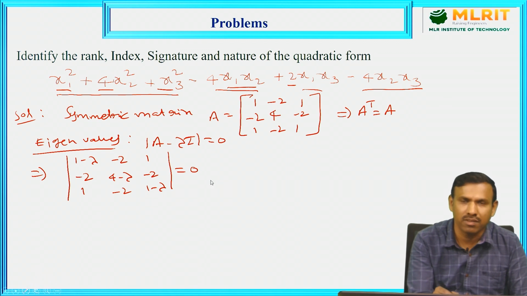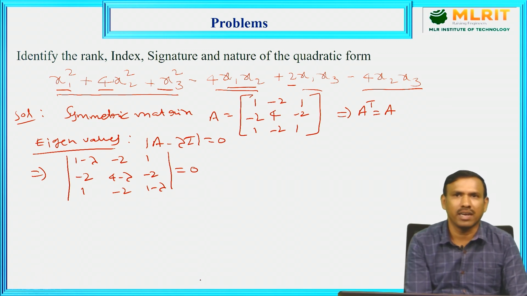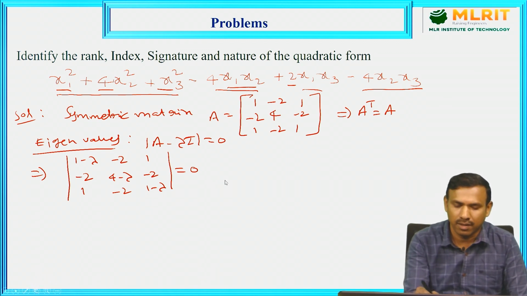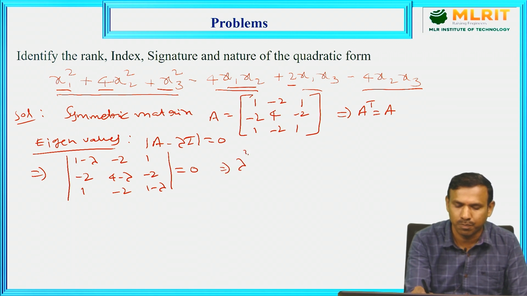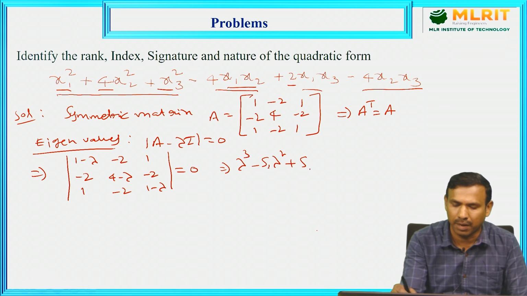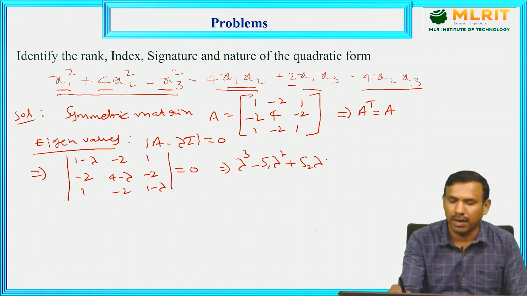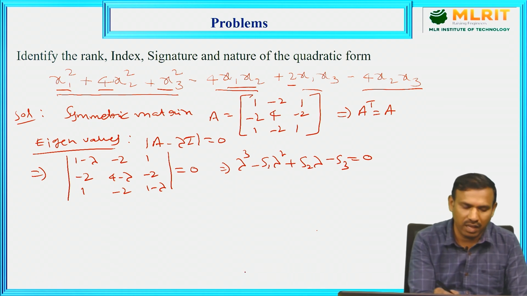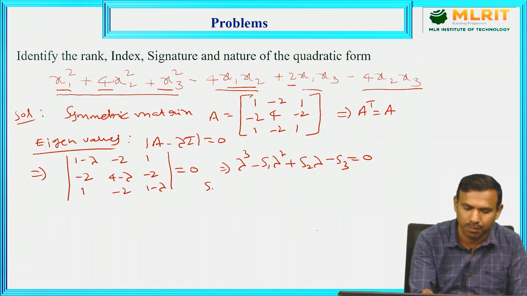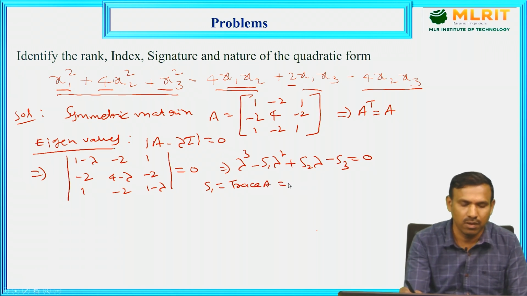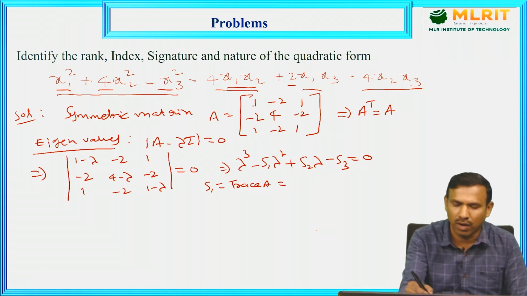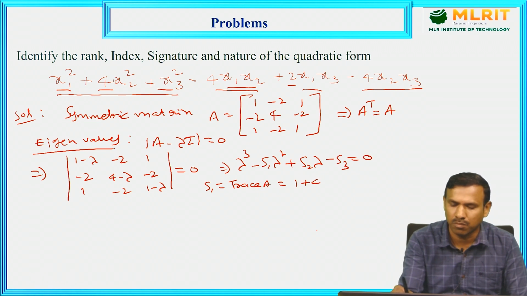Now, generally we can expand along the first row to get the eigenvalues, or I give one shortcut formula: lambda cube minus S1 into lambda square plus S2 into lambda minus S3, which is equal to 0. What are S1, S2, S3? S1 is equal to the trace of the matrix. Trace means the principal diagonal elements 1, 4, 1. Their sum 1 plus 4 plus 1 is equal to 6.